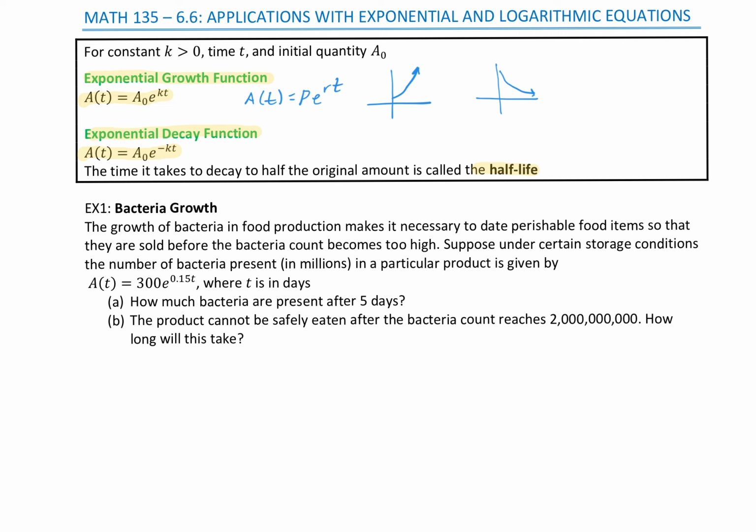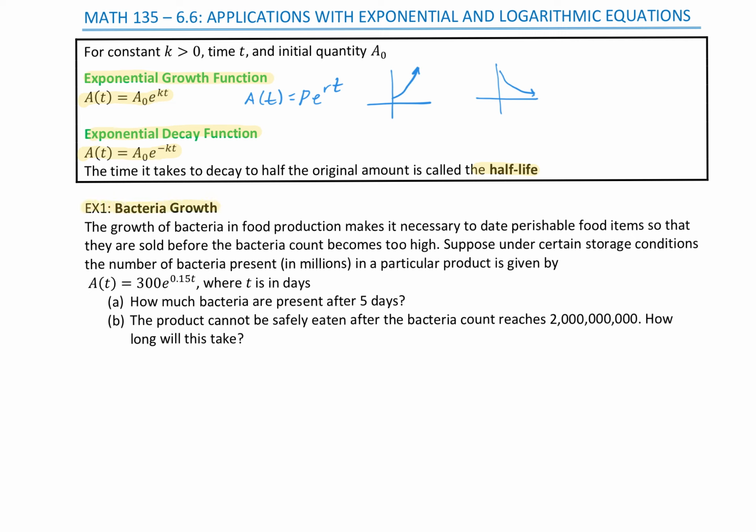So the A sub 0 is the initial amount that we start with. k is just some constant. t is time. So the A of t is just the amount after a certain amount of time. A common problem that we have when we talk about exponential growth is the growth of bacteria in example 1. So in example 1, we're looking at some bacteria that grows.